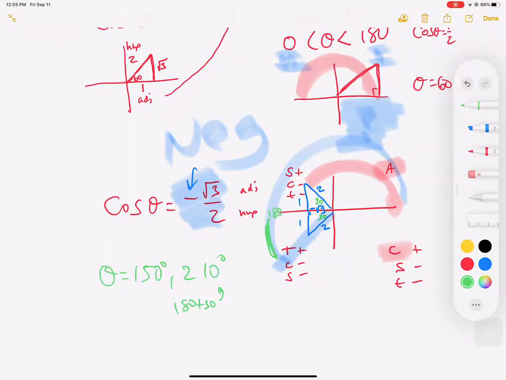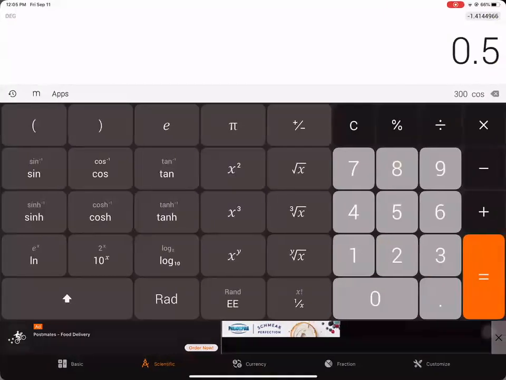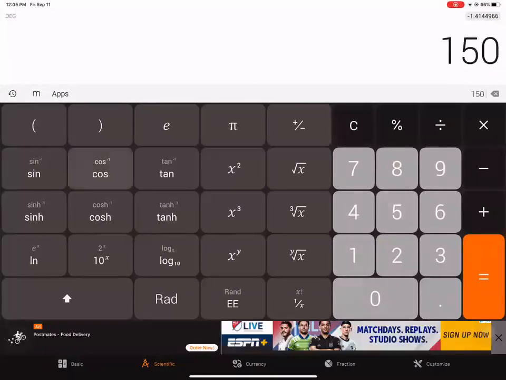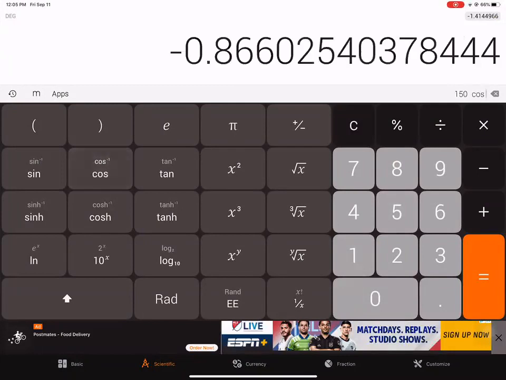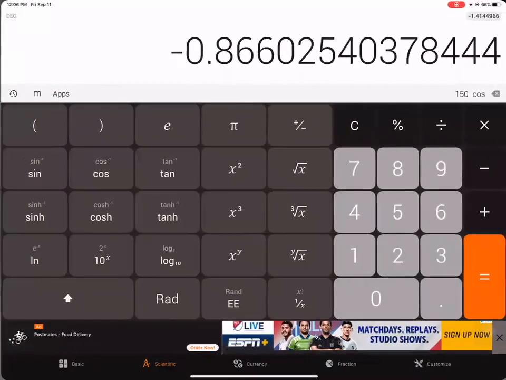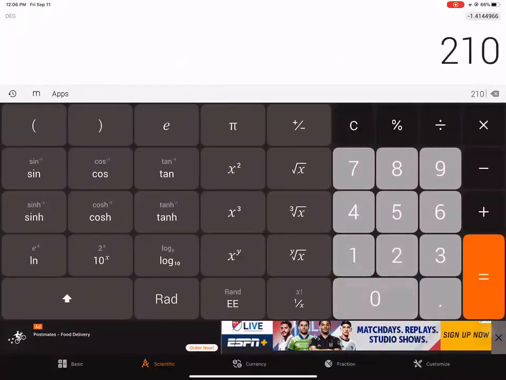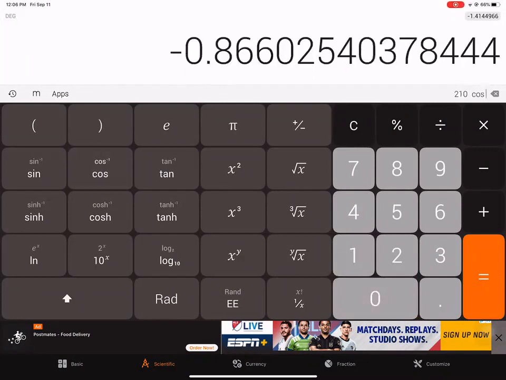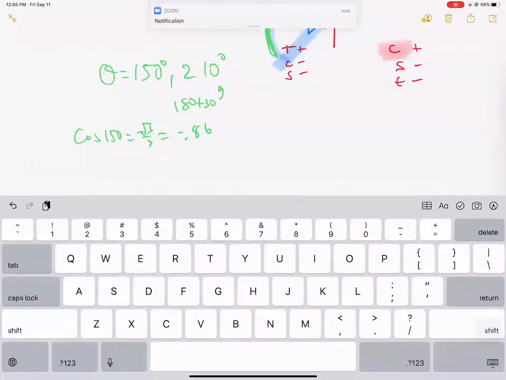Okay, I'm gonna double check. If I write cosine of 150, would that give me negative square root of 3 over 2? Well, let's try it. 150 cosine is negative 0.86, which is our decimal version of square root of 3 over 2. That was right. How about at 210? Let's try it. 210 cosine. Bam! Negative 0.86, which is square root of 3 over 2. Okay.